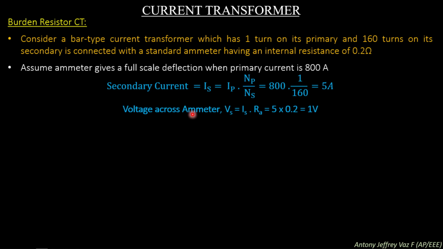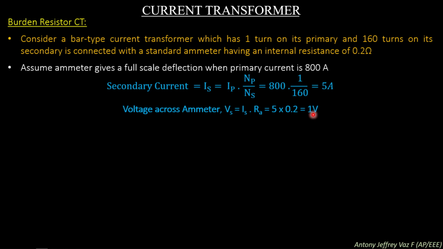So the voltage across the ammeter, Vs, equals Is into Ra. This is Ohm's law. We have 5 amps of current in the secondary, and the resistance of the ammeter is 0.2 ohm. When we multiply this, we have a voltage of 1 volt across the ammeter.